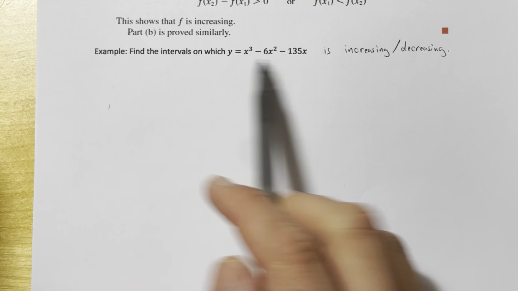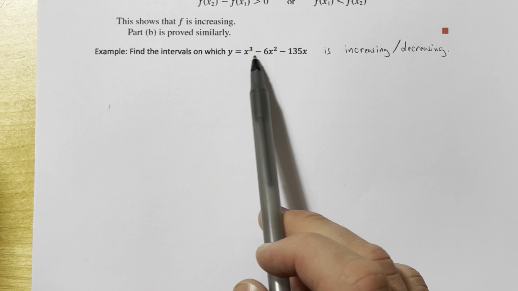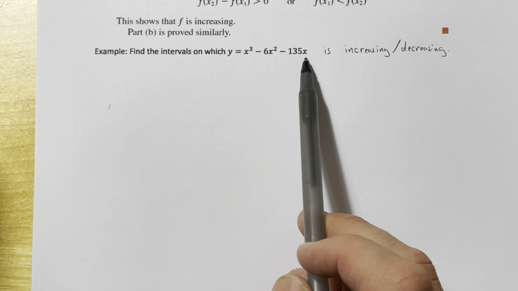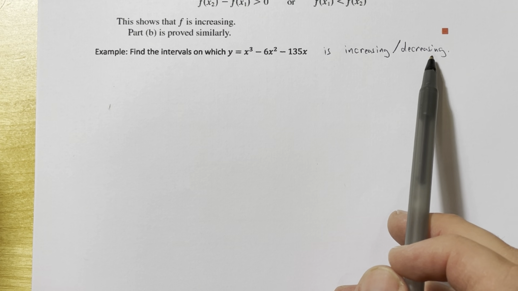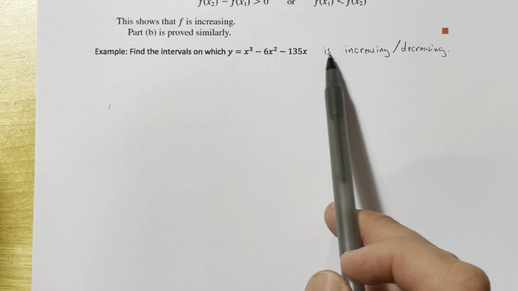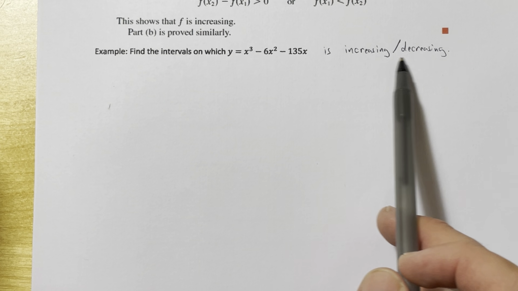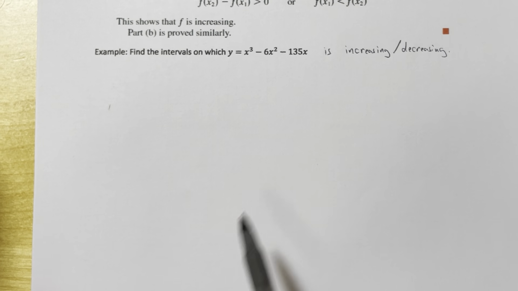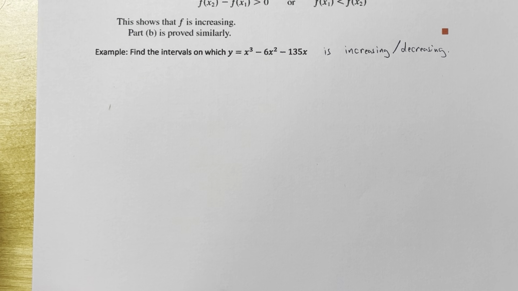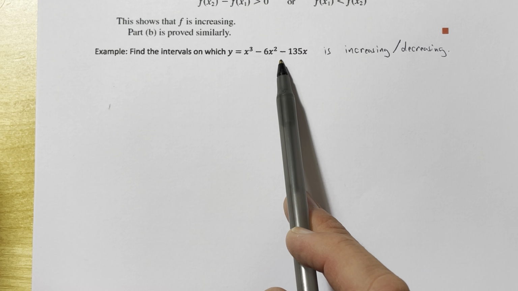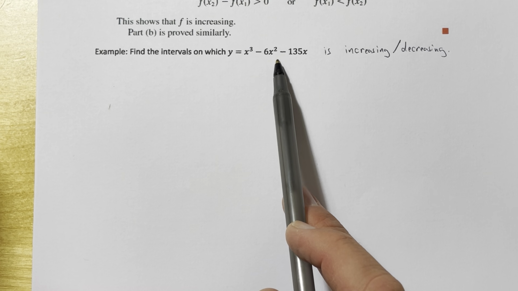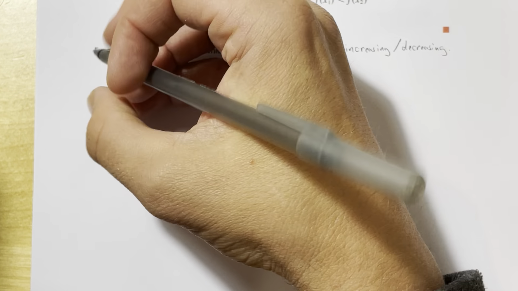I'd like to find the intervals on which this function, y equals x cubed minus 6x squared minus 135x, is increasing and where it is decreasing. I don't know how I did this, but I forgot to type this part when I printed these notes, so that's why it's handwritten in there. According to this increasing and decreasing test, the way that we can determine where this is increasing and where this is decreasing is by looking at where its derivative is positive and negative. So I need to start by finding the derivative.